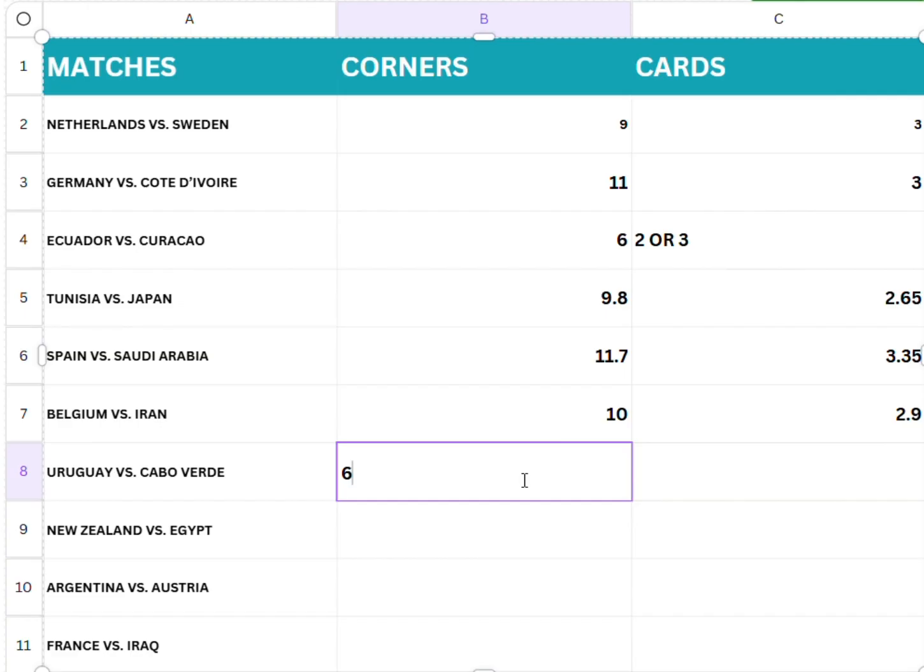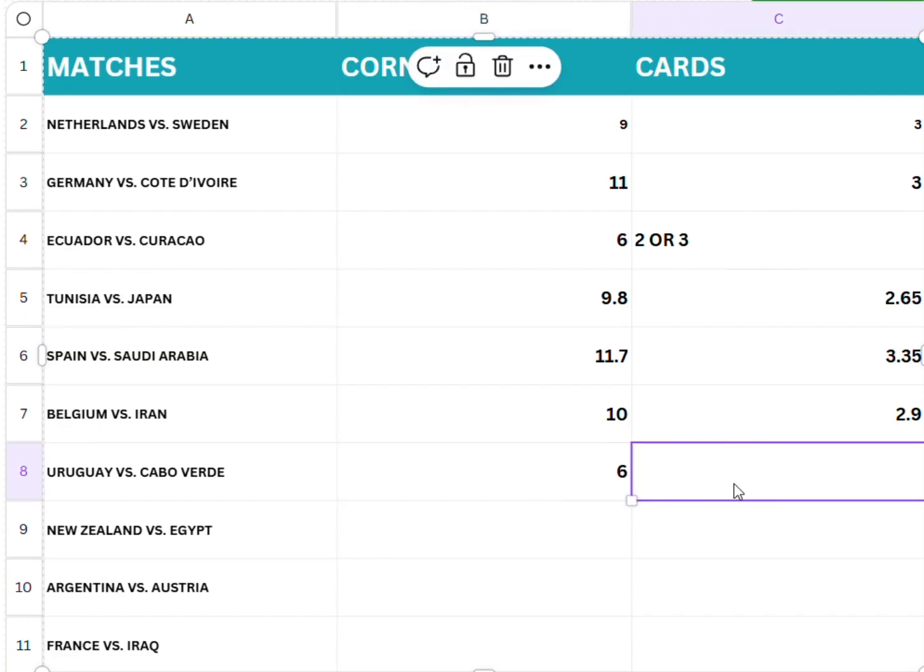But I think it's probably safe to assume Uruguay will be winning way more than 4.8 corners, so we should be seeing way more than 6 corners, I think. But let's go with what the data is telling us. While for cards, the average Uruguay cards in a match is 3.6, and the average for Cabo Verde is 2. So 3.6 plus 2 is 5.6, and 5.6 divided by 2 is 2.8. So we are looking at about 3 cards again.